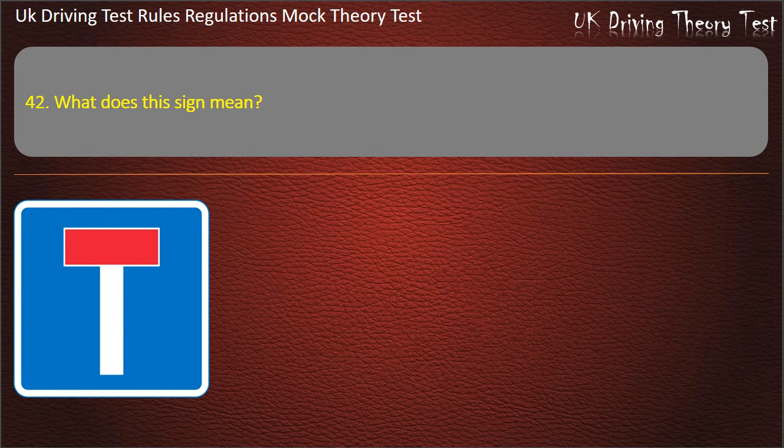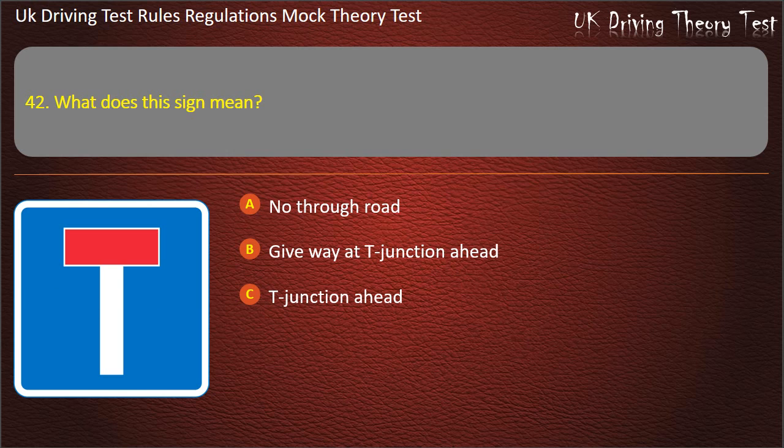Question 42. What does this sign mean? No through road. Give way at T-junction ahead. T-junction ahead. You have priority at the T-junction ahead. Answer. No through road.